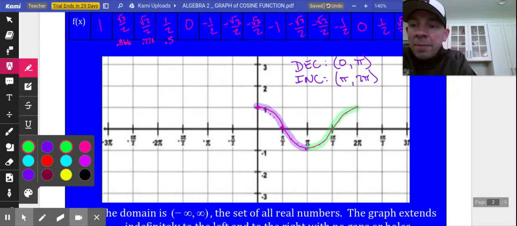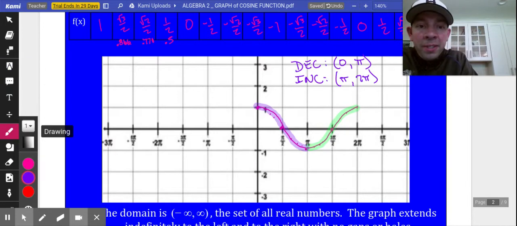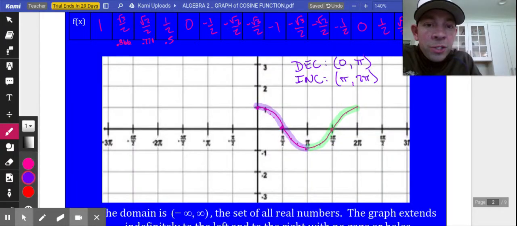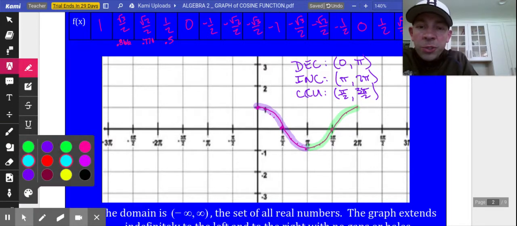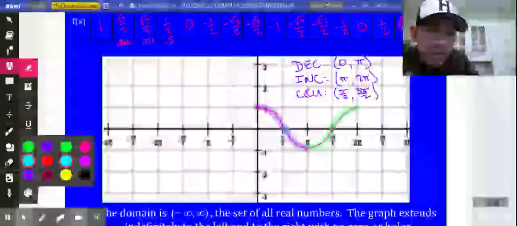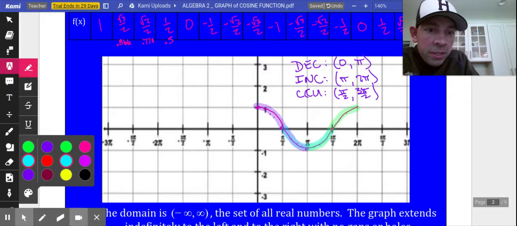Now, another concept that I want to introduce you to here, and hopefully this doesn't get too crazy, is: when is the function concave down versus concave up? Concave up, which I'll abbreviate CCU, is going to be from pi over 2 to 3 pi over 2. And whenever we say concave up, I want you to think smiley face. What portion of the graph looks like a smiley face? That would be from here to here.